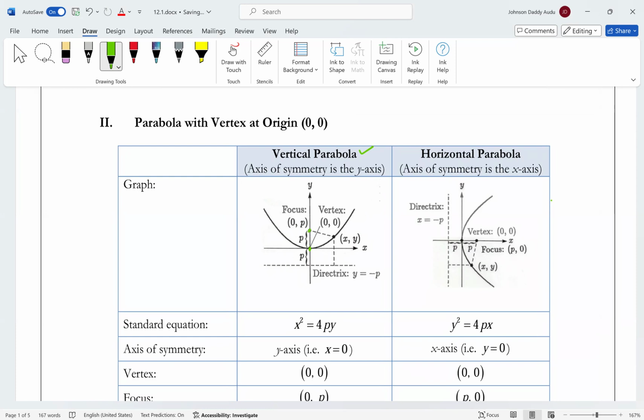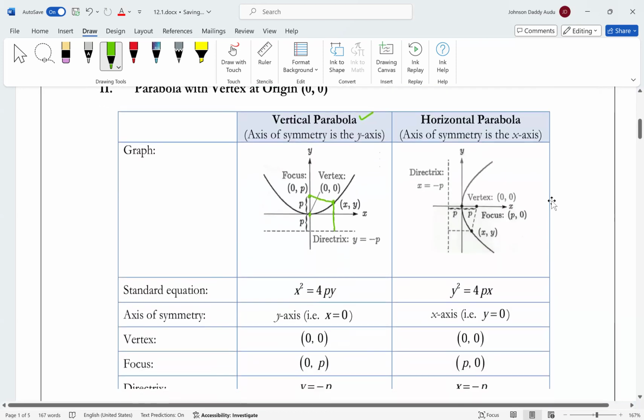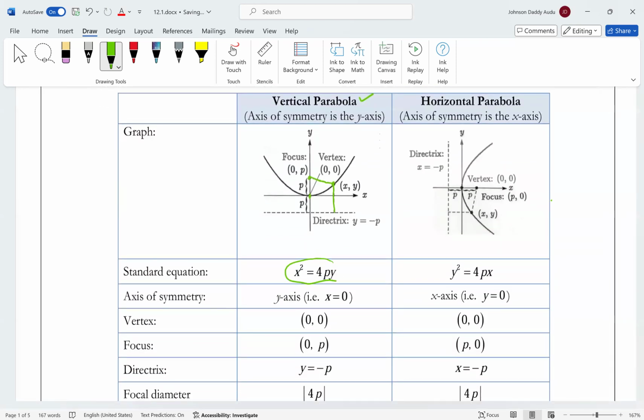So if you go a point p distance down, you will have the directrix. And as you can see, these are points on the curve. The distance to this point and the distance to this point must be the same. So this is the case where you have a vertical parabola. The axis of symmetry is the y-axis because it is the y-axis that divides the parabola into two equal halves. And in that case, for a vertical parabola, we have this equation, which is x squared equals 4py.